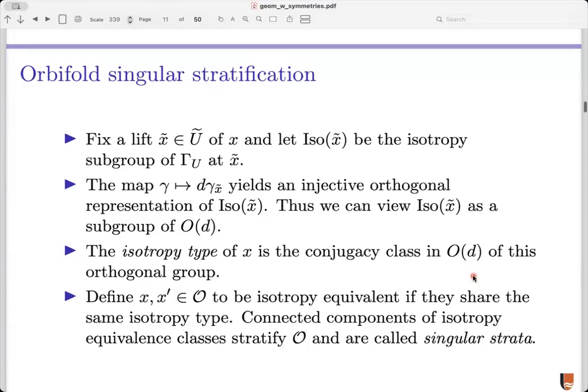And this leads us to a nice structure to the singular points in the orbifold. A point in an orbifold is singular if it has a non-trivial isotropy type. Two points in an orbifold are defined to be isotropy equivalent if they have the same isotropy type. And then when you look at the equivalence classes and you take connected components of these equivalence classes, you get the singular strata that characterize the orbifold structure.